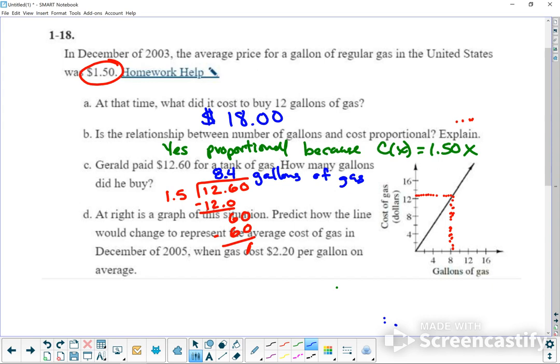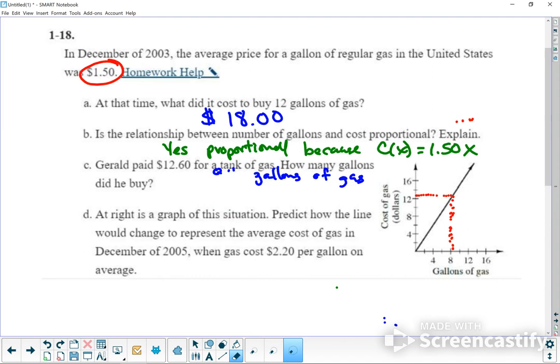All right. So let's see. Last part. Okay. At the right is a graph. Predict how the line would change to represent the average cost of gas in December of 2005 when the gas cost $2.20 per gallon on average. So right now it's $1.50, and if it goes to $2.20, then it's going to be a little steeper. All right. So predict how it's going to be. Well, because every gallon is going to cost more, that means that your line is going to be a little bit steeper.